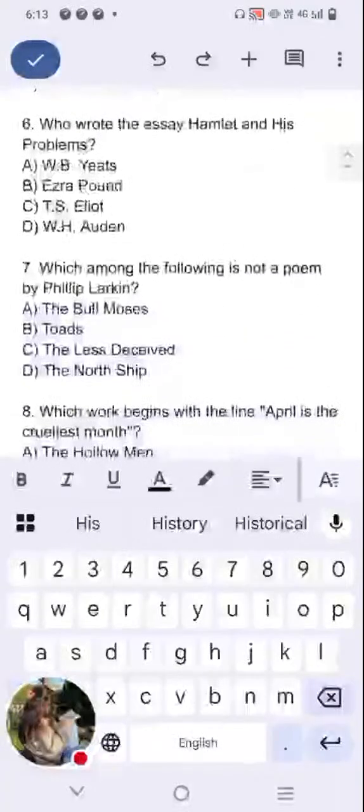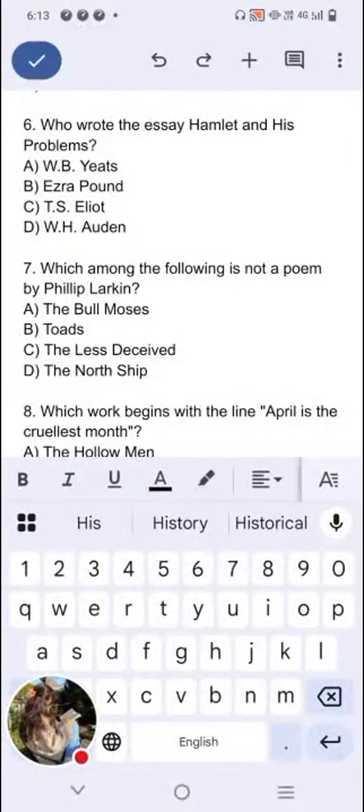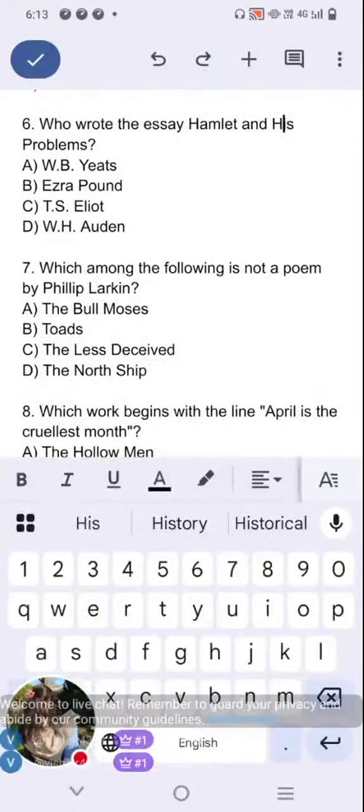Okay. Next question. Who wrote the essay Hamlet and His Problems? Option A, W.B. Yeats. Option B, Ezra Pound. Option C, T.S. Eliot. Option D, W.H. Auden. This particular work was written in the year 1919.